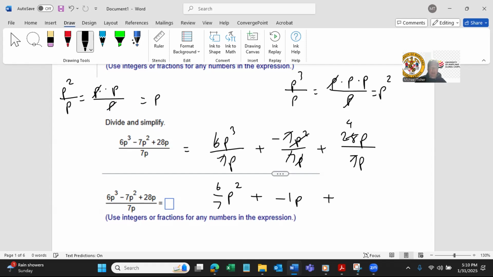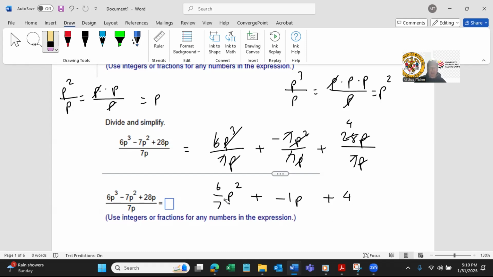Might as well be consistent. Just cross all this out because we're done with it. We have 4. Now p over p. Those cancel out. So literally p over p is 1. So literally that'll be 4 times 1. But 4 times 1 is just 4. Or just nothing there. All right.